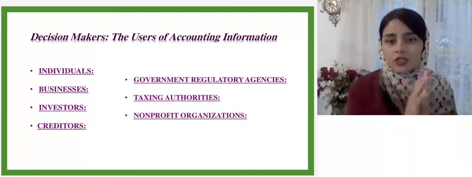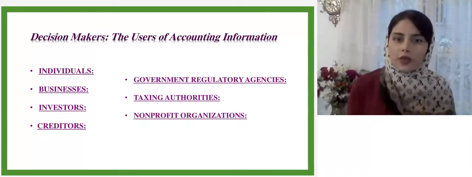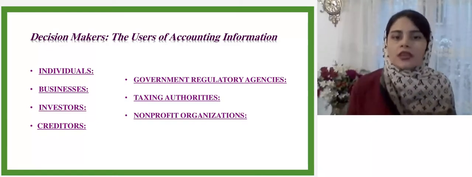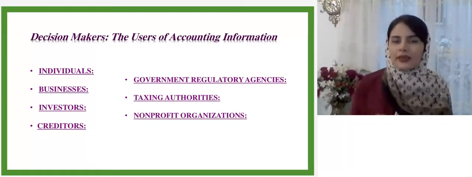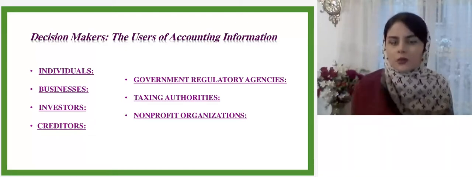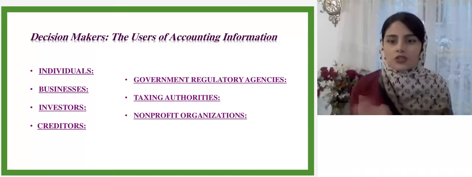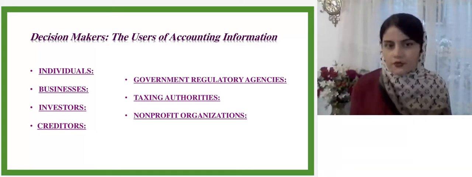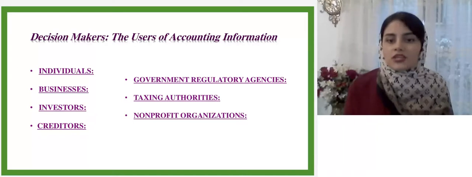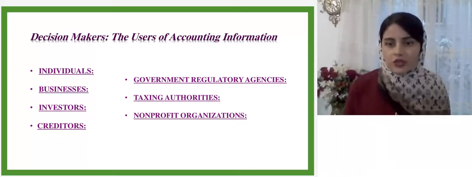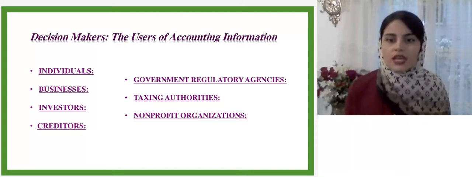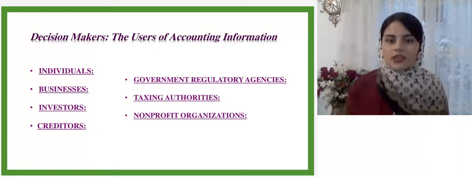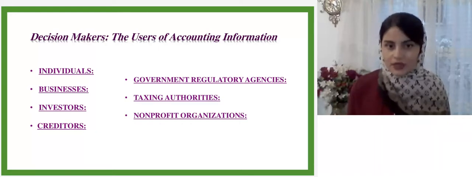Here are some decision makers who use accounting information. The first one, individuals. You use accounting information to manage your bank account, evaluate a new job prospect, and decide whether to rent or buy a house. Business. Managers use accounting information to set goals for their organizations. They also evaluate progress toward those goals and take corrective action when it's needed.